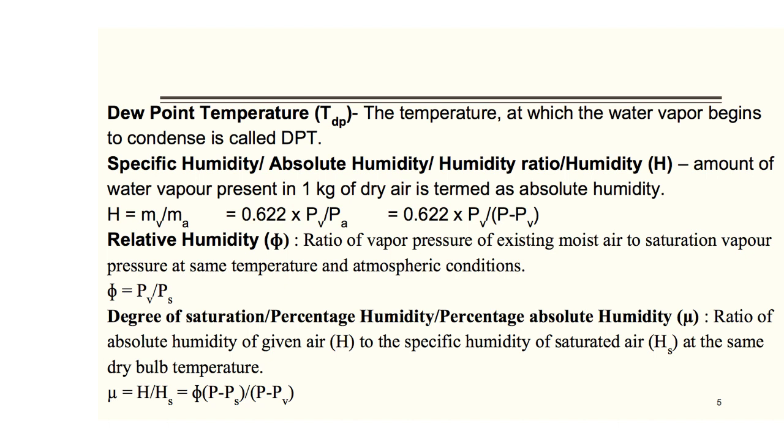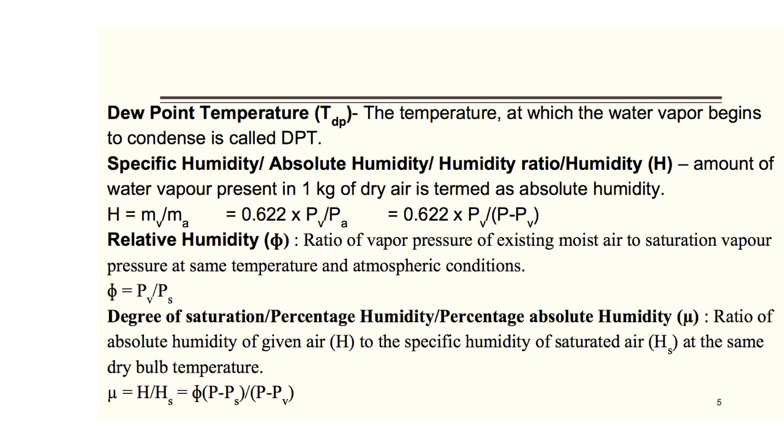The next property is dew point temperature. What is it? The temperature at which the water vapor begins to condense is called dew point temperature. How can water vapor begin to condense? There can be two possibilities. One is when we add water vapor into moist air, and after reaching its maximum or saturation limit, when we add some more water vapor, that water vapor will form droplets.